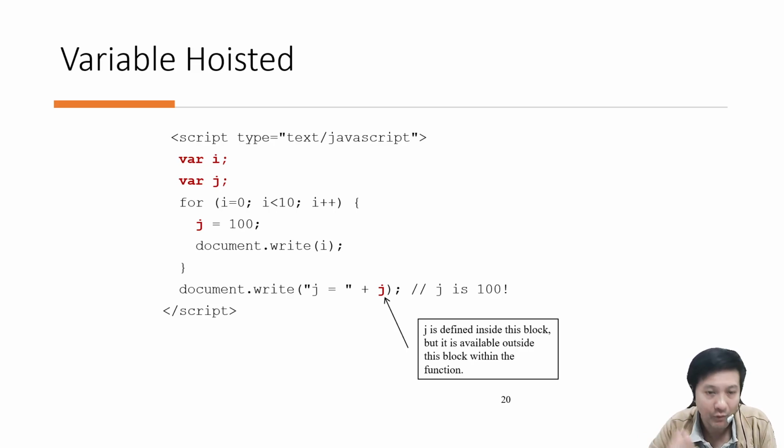It will always move the JavaScript variable to the top. So if you write the variable here, you'll find that since it's already moved to the top, you can access j here. This is not a function. If it is a function, it will have the function scope to scope the variable, but it is not.